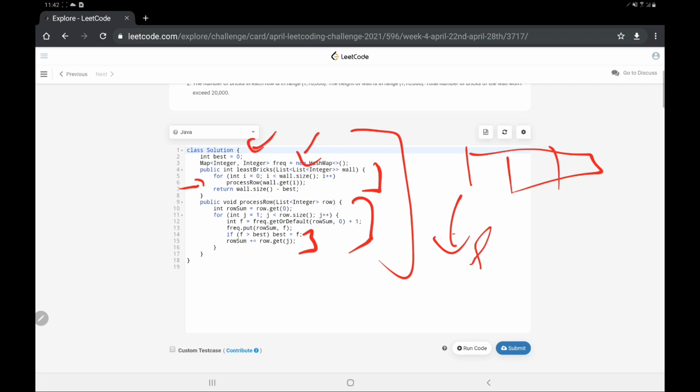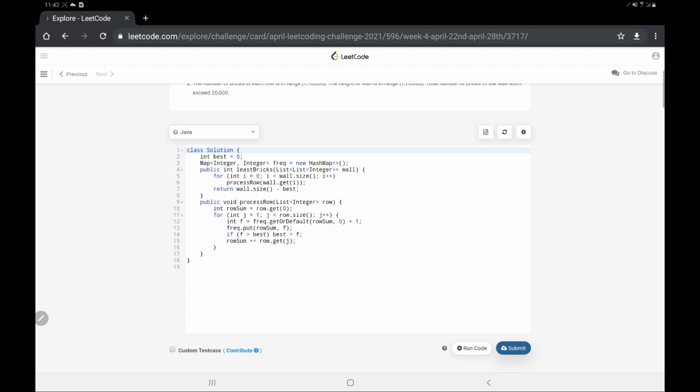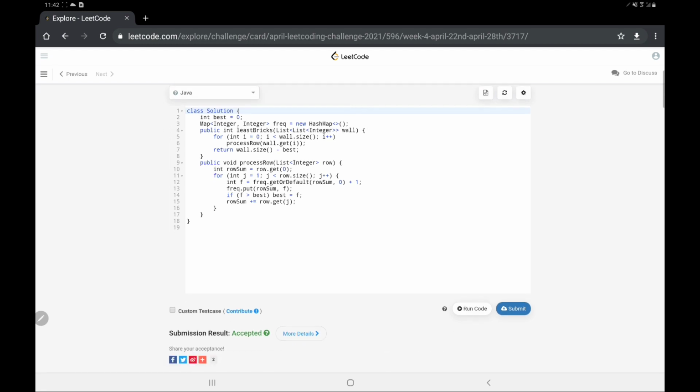I hope that's clear. It's a pretty easy code to understand as well, and let's try to submit it and see. Yeah, as you can see, it's accepted.